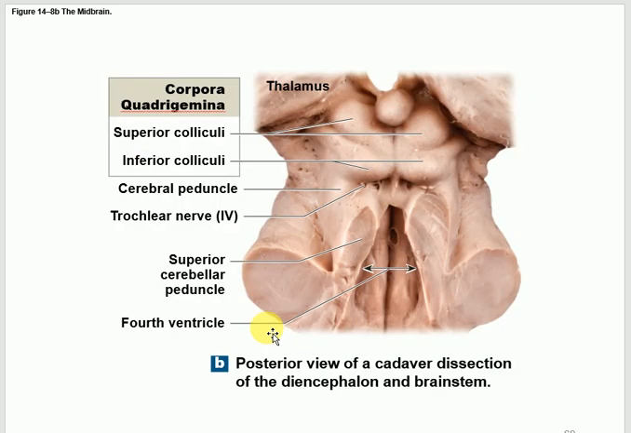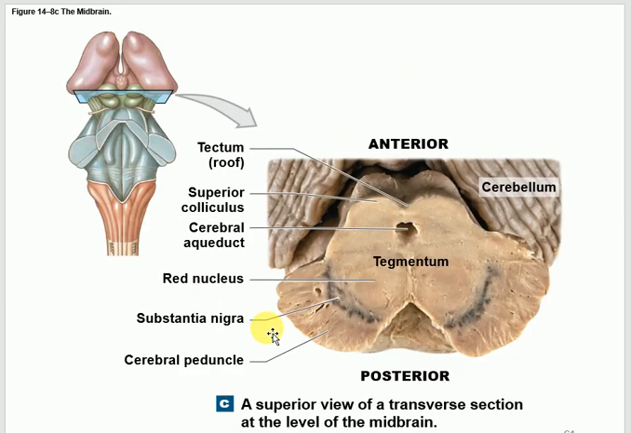What do you call each one of those? Colliculus. Corpora quad. Quad what? 4 nuclei. What do you call these nuclei? Colliculus. Superior colliculus, inferior colliculus. Superior is for vision, inferior, auditory function. And then the cerebral peduncles connecting it to the brain.